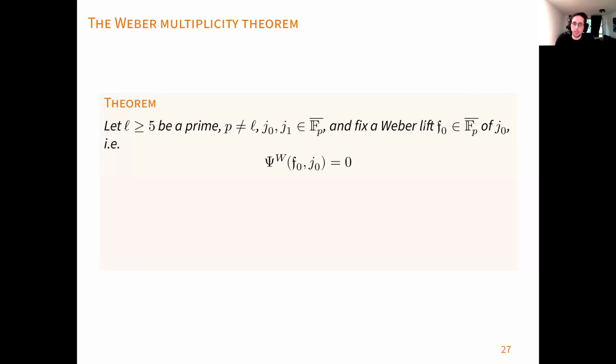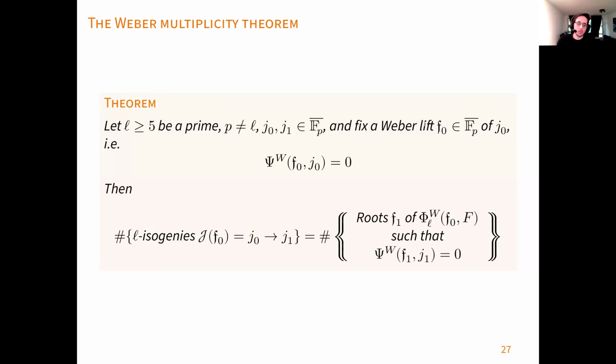Then what our statement tells us is that the number of l-isogenies from j0 to j1, where of course now j0 can be represented as this j function in f0, is just equal to the cardinality of the multiset where we take the roots f1 of this Weber modular polynomial, but only looking at roots that lift this j-invariant j1 that we want to look at l-isogenies to. So in this way, we have simplified this from the level of j-invariants to the level of f-invariants, but we need to start with one lift to actually work on the level of f-invariants.